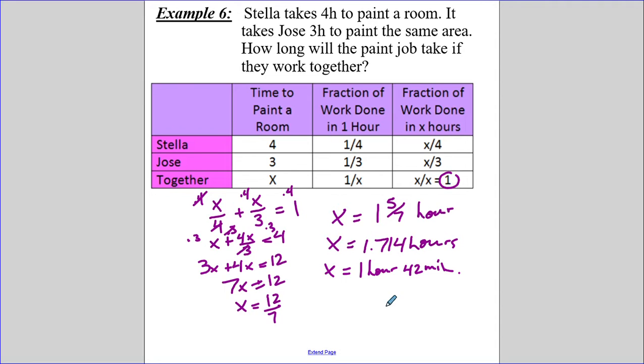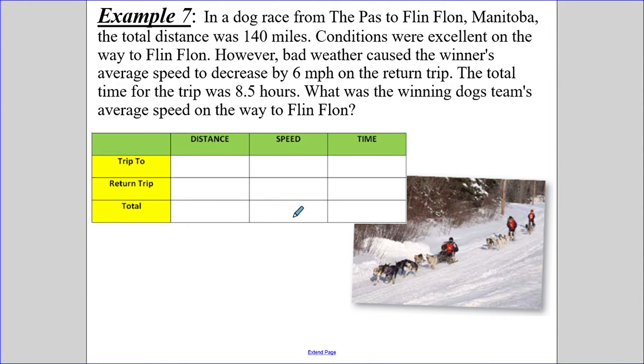So, just as an idea on how we can use these tables to set up these word problems. So, I've got another one over here. Where now our table is blank, so we've got to try to fill it in. We'll work this one out together as well.